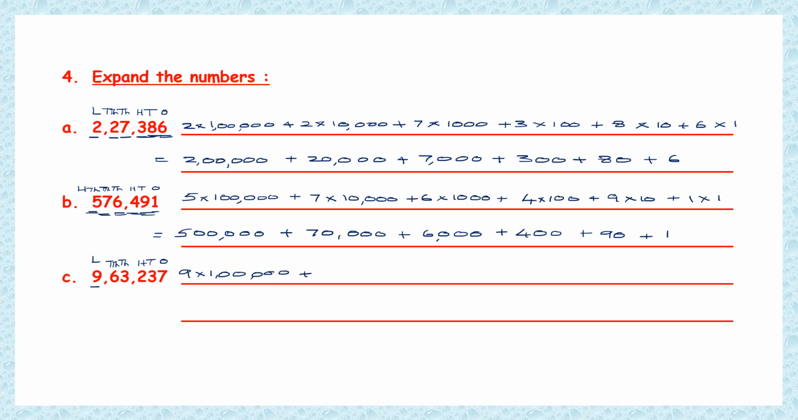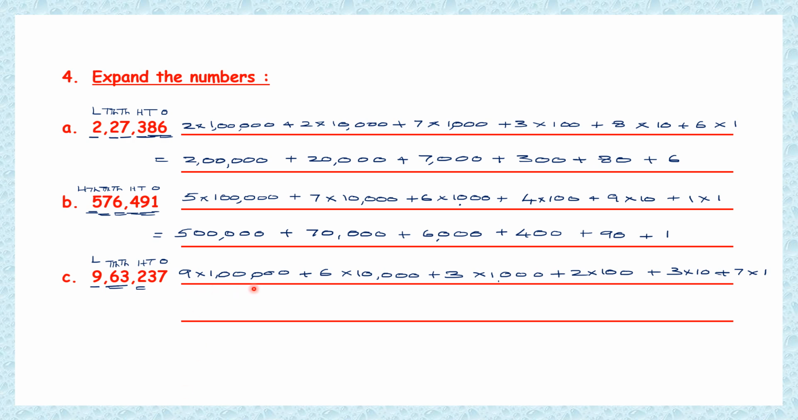Then we take the next digit, which is 6. 6 into 6 is in the 10,000s place. So 10,000. Let's take the next digit, 3. 3 is in the thousands place. So 3 into 1,000. So we finished with this. Now let's go to the next one, that is 2. 2 is in the hundreds place. So 2 into 100. Then we have 3 into 10, plus 7 is in the ones place. So 7 into 1. Now let's multiply all these.